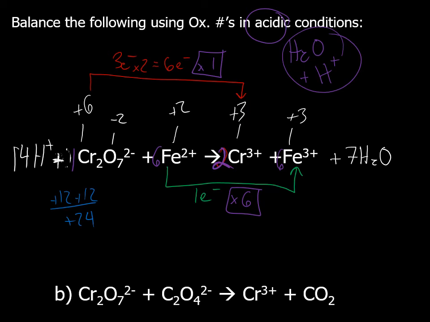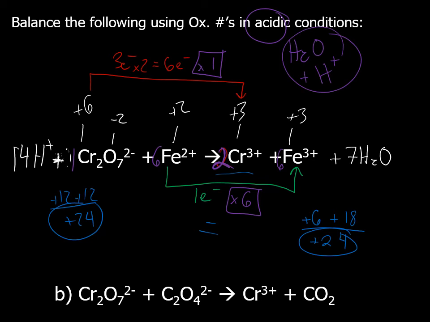On the left-hand side, I have my 2 chromium ions, so that's going to be positive 6, plus the 6 times 3, 18 positives from my irons, and so that gives me positive 24 on the left-hand side as well. So my check works out, 24 and 24. The atoms are balanced, the charges are balanced, everything's good.